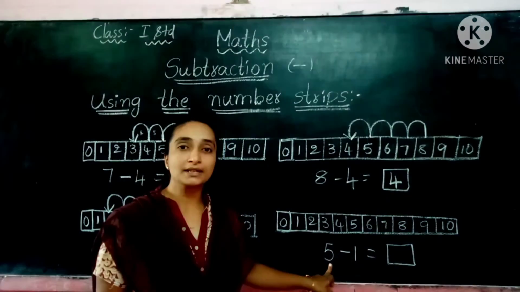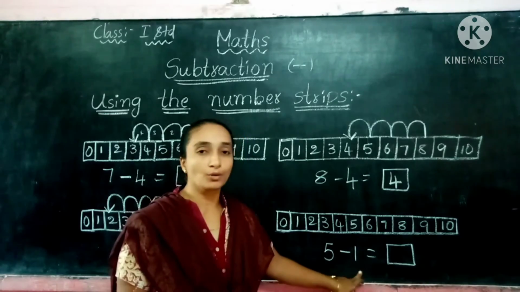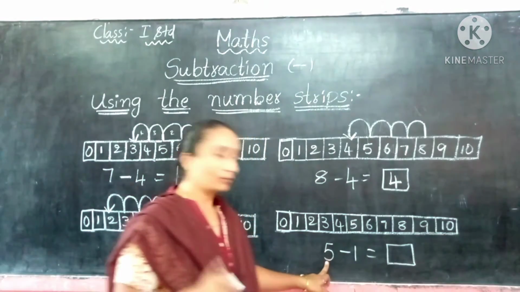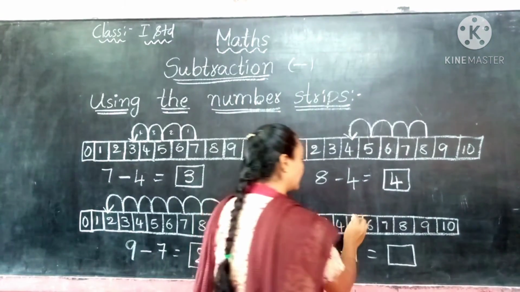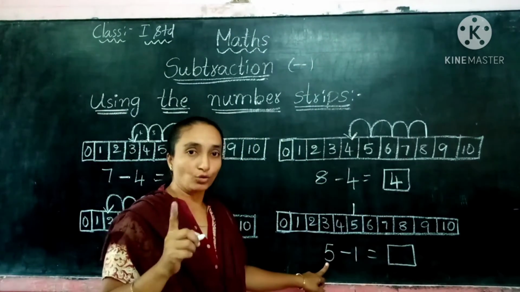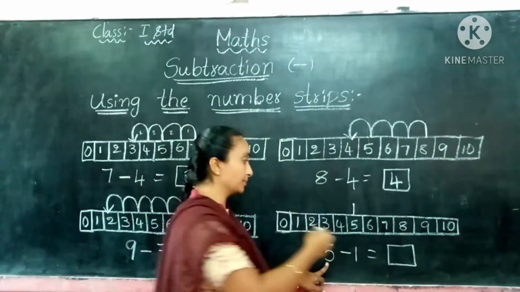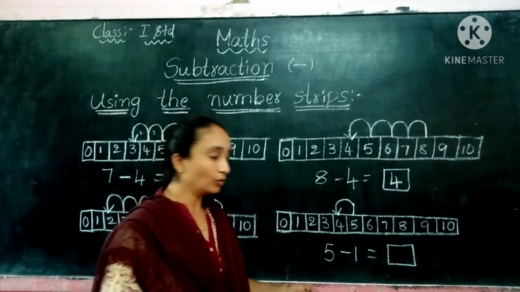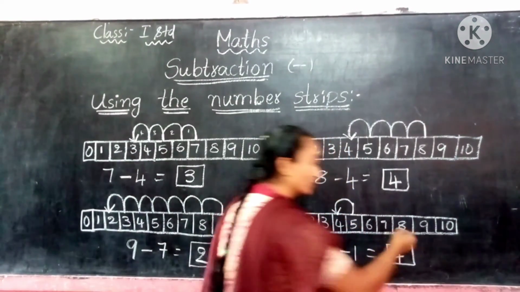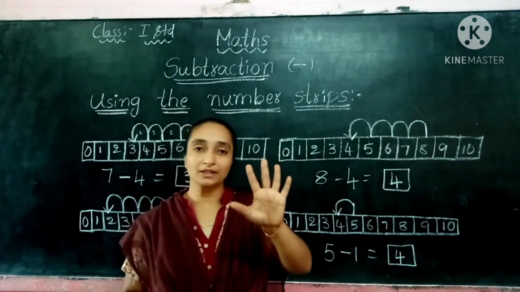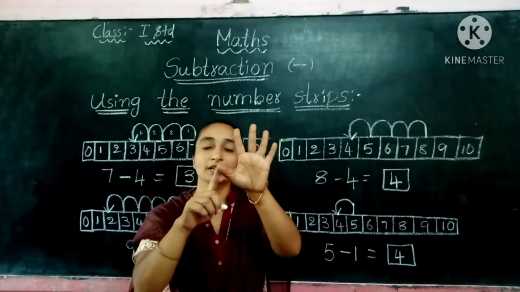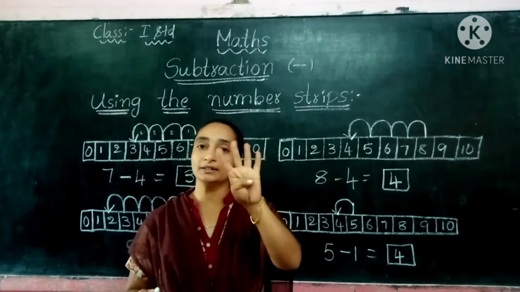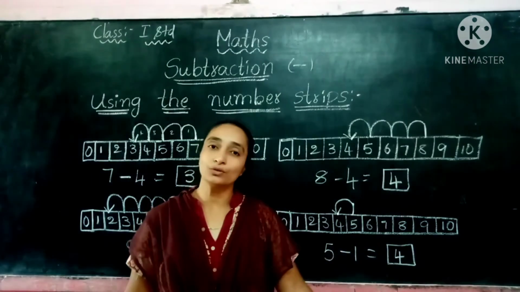So the first number here is 5 minus 1. So the first number, begin from 5. Minus 1. Only 1 we have to take as a backward jump. If you take 1 jump, where does it stop? 4. See, 5 fingers. Only 1 we have to take out. I fold 1 finger, remaining 4. There we got the answer 4.